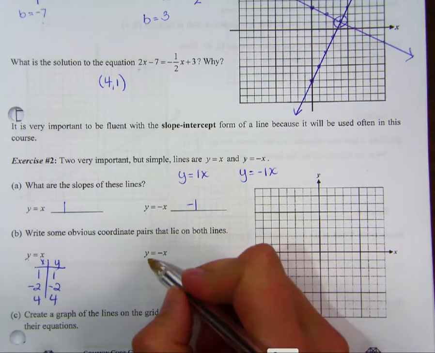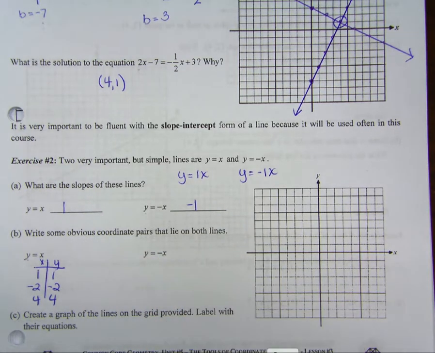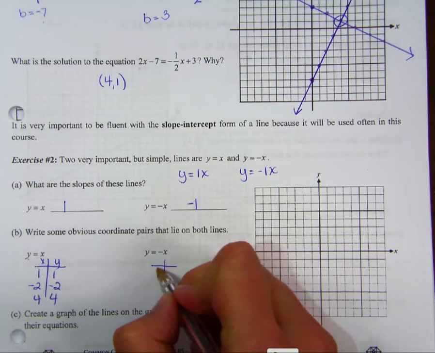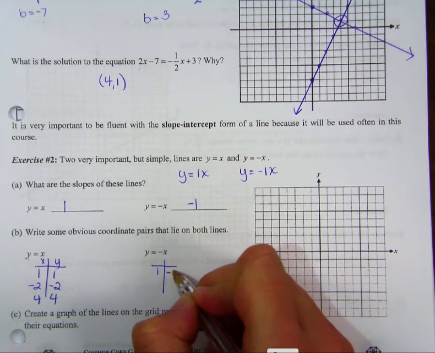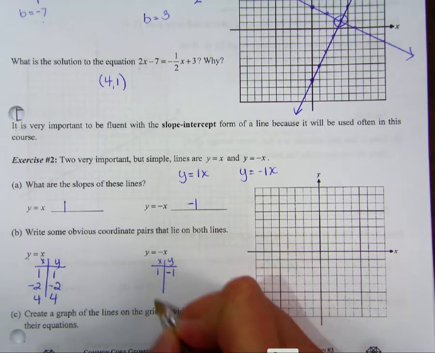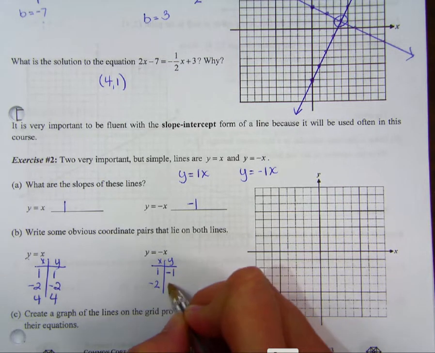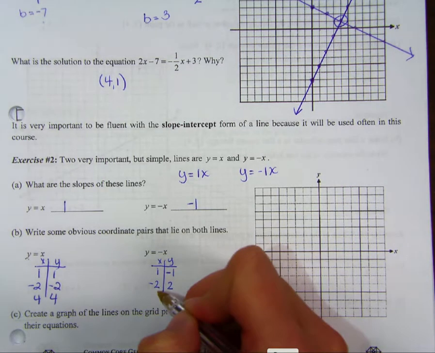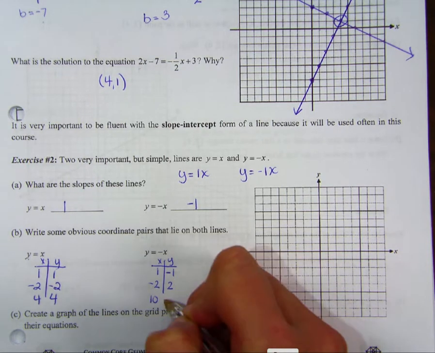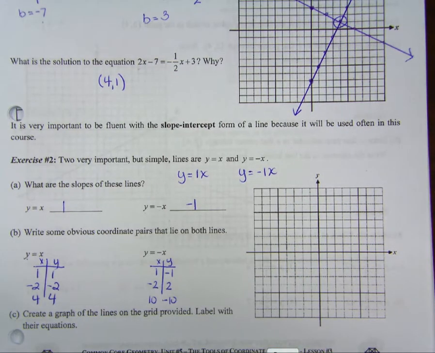And here, y is equal to negative x, so our signs are opposite. Our y value is going to have the opposite sign of our x value. If the x value is 1, the y value is going to be negative 1. If the x value is negative 2, the y value is going to be positive 2. And if the x value is 10, the y value is going to be negative 10.